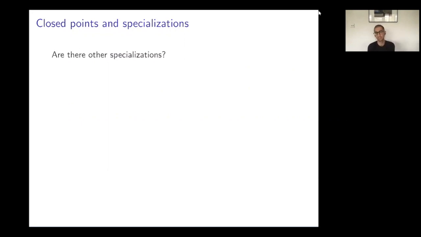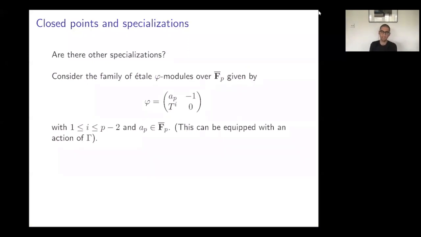And the answer is there are actually a lot of other interesting specializations as well. So here's an actual family of Figaro modules. Well, in fact, I've skipped giving you the action of gamma. I've just given you the action of B.